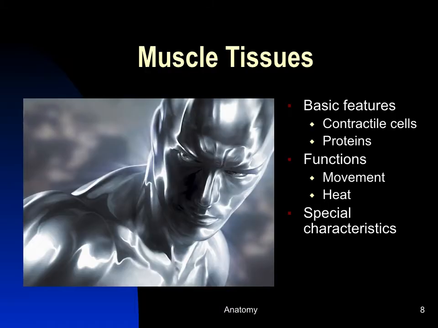Okay, the next type of tissue is muscle tissue. These tissues have cells that contract, and they contain proteins actin and myosin that can slide past each other to produce the force needed to contract. These guys will produce movement of the whole body or movement of fluids within the body or movement of things in the digestive tract, stuff like that.